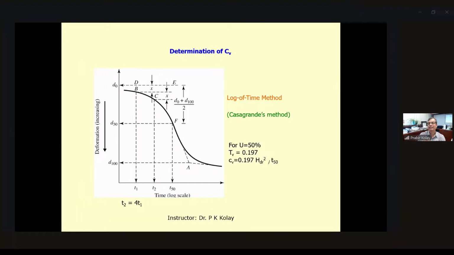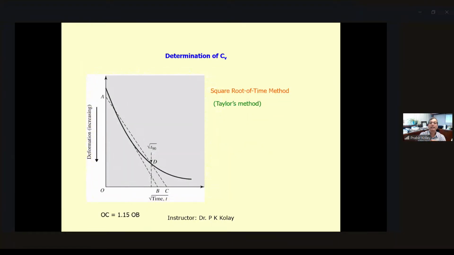So CV is equal to 0.197. How much is the degree of drainage? The only thing is, the degree of drainage depends on whether it is one-way or two-way. Another method is the square root of time, which is Taylor's method. So we can calculate, and here you can find out how much is the D90.